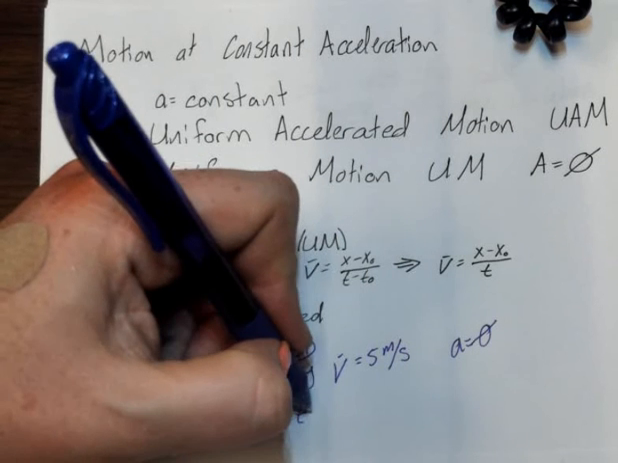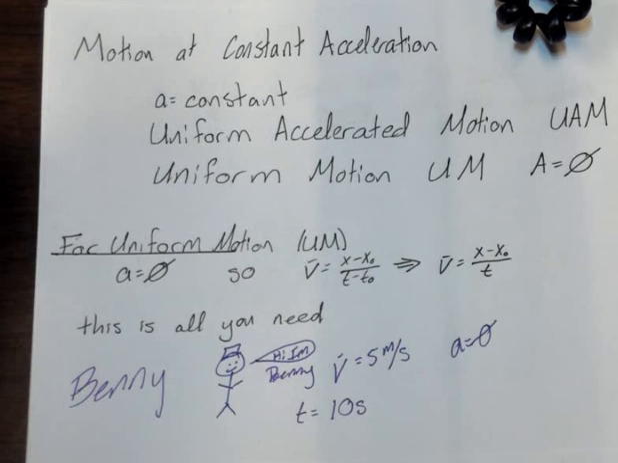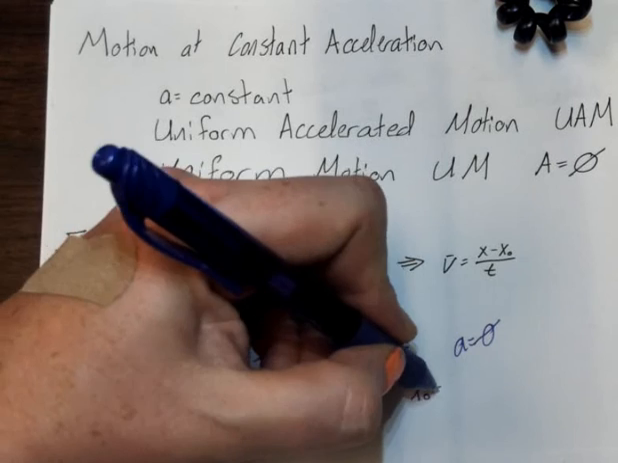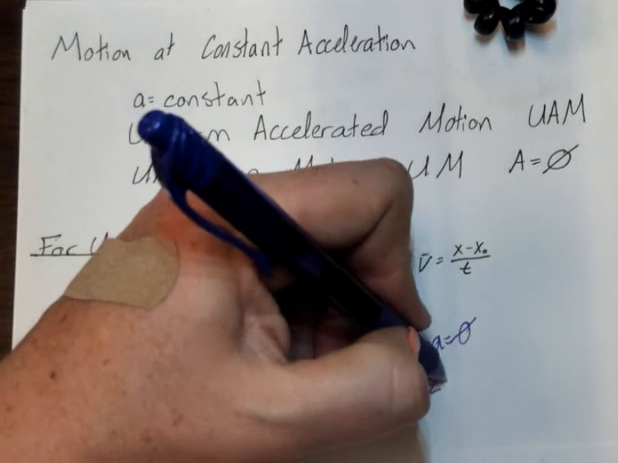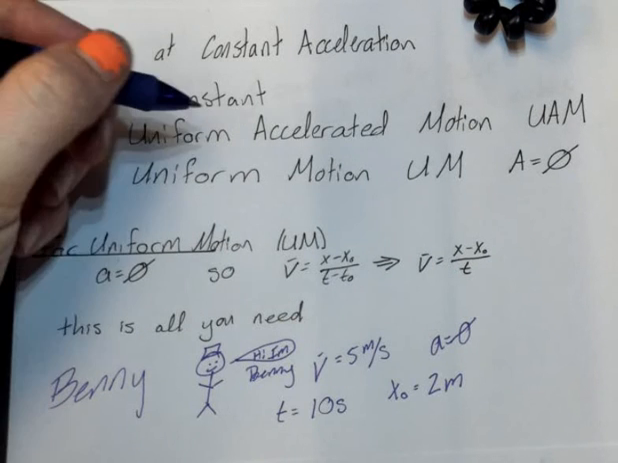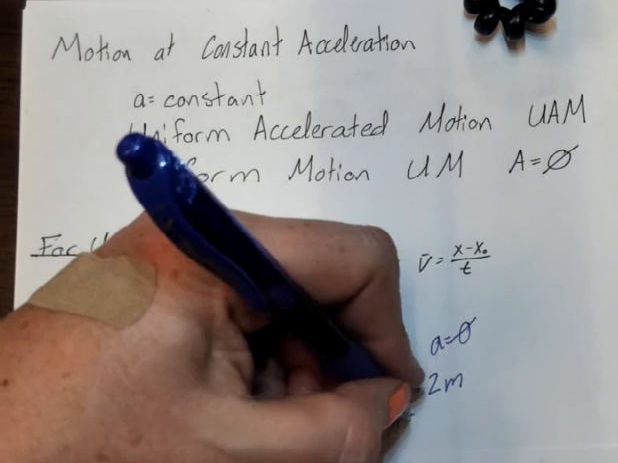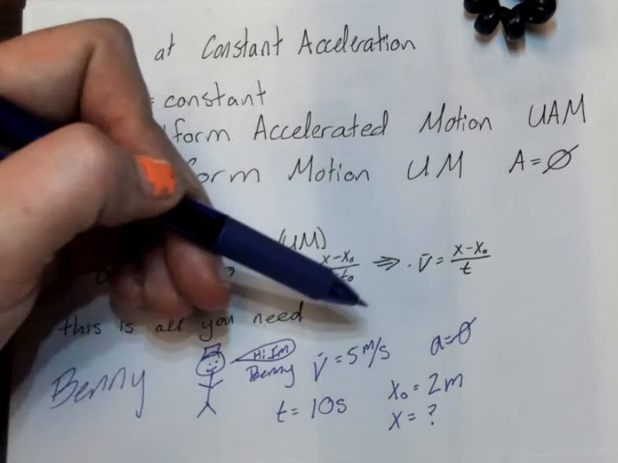So if Benny's acceleration is 0, and his velocity is 5 meters per second, then we want to know if he walks toward you for 10 seconds, starting from a beginning position, x0, that we'll say is 2 meters along an axis. If he travels with a constant velocity of 5 meters per second, what is his final position going to be? Well, we know he didn't accelerate, so this is all we're going to need.